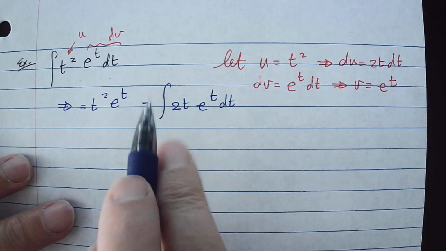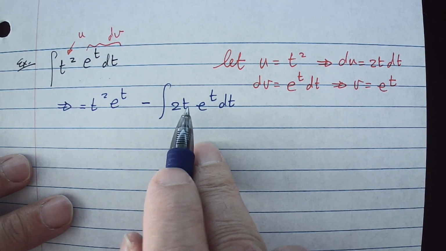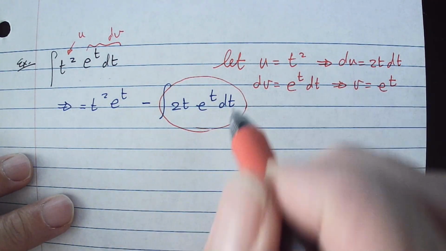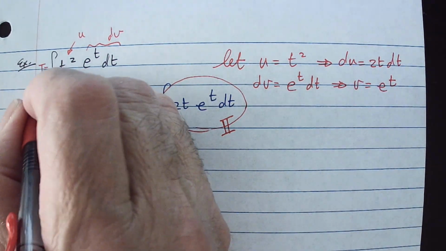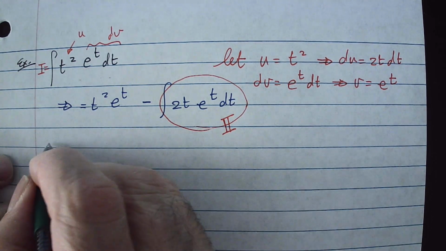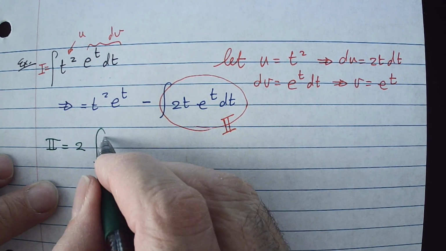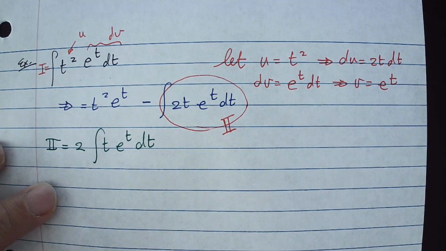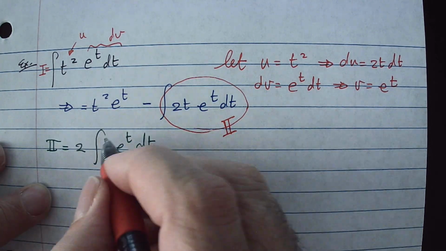We need to do this one more time to get the t to the 1 down to t to the 0, which is a constant. So I will take this integral, I'll call it integral number 2. If I'm calling this integral number 1, and this is integral number 2, so here I can say that number 2 is twice the integral t e to the t dt. And again I need to redo the integration by parts.